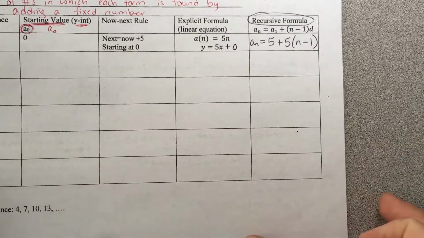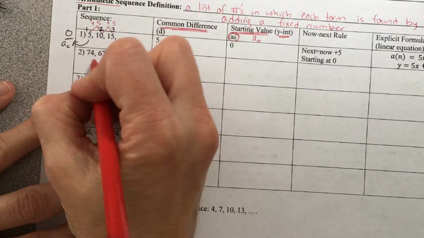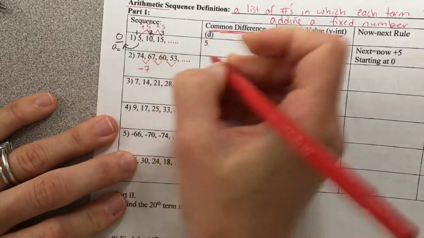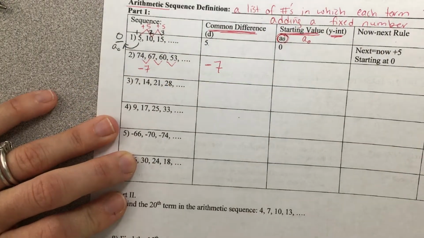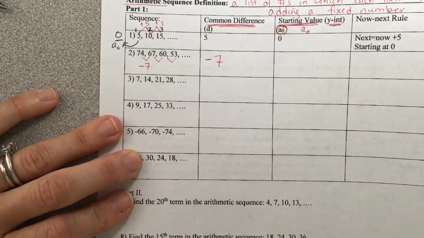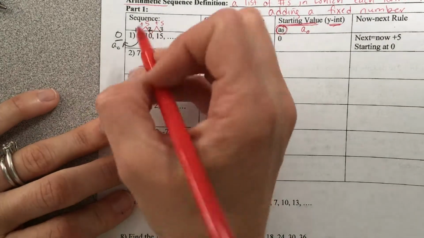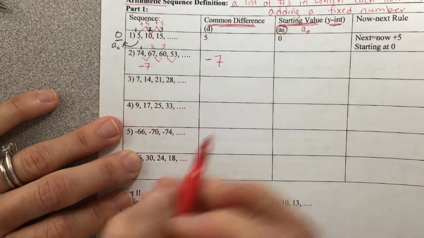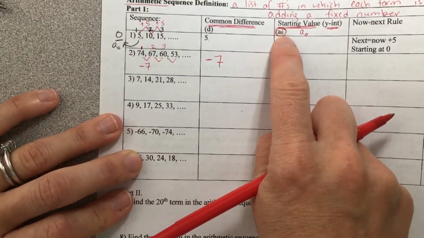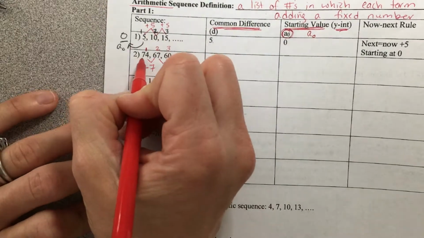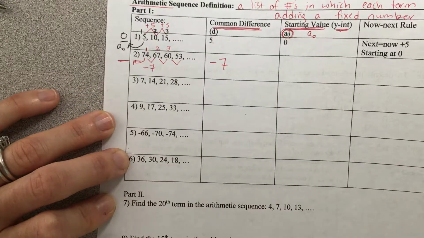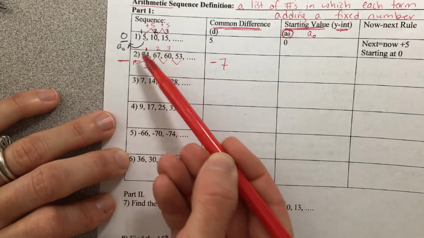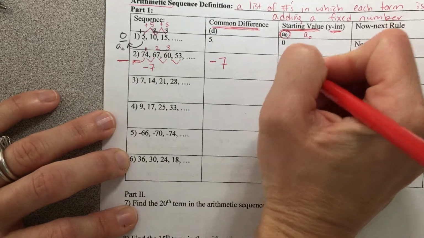Okay? Let's do another one. What is this one doing every time? Good. It's going down by 7, which means the common difference is going to be negative 7. 74 is the first term, 67 is the second, 60 is the third. I want the a sub 0, the 0 term. So I need to go back a spot. Well, if all these are subtracting 7, to go backwards you would need to add 7. 74 plus 7 is 81.